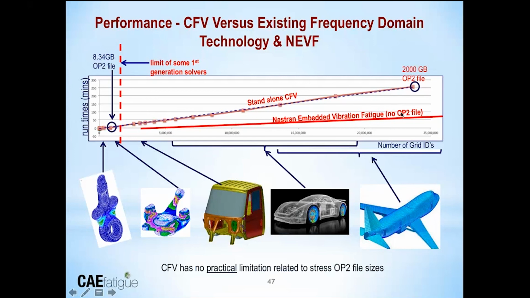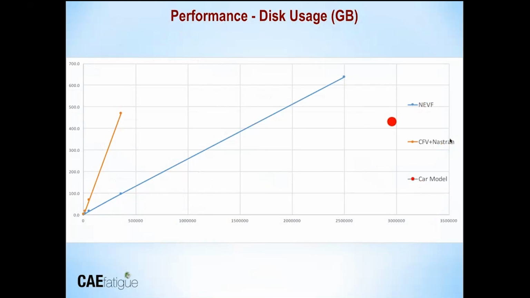Now what Nastran embedded vibration fatigue does, it reduces the run times typically by a further factor of 5. That's a really big improvement that you get. So you're getting improvement in run times. We're also going to get improvements in disk usage. This is showing disk usage on the vertical axis for what we used to get when running Nastran on its own, having to write out an OP2 file and using CA fatigue on top of that, and then running the two combined. That's the NEVF one, the blue one. You see, that's the factor 5 improvement we get on disk usage as well. And just as a reference point there, there's a real-world car model of 2 million elements, and that's where it came in when we analyzed it.